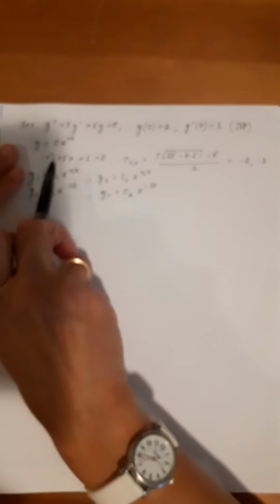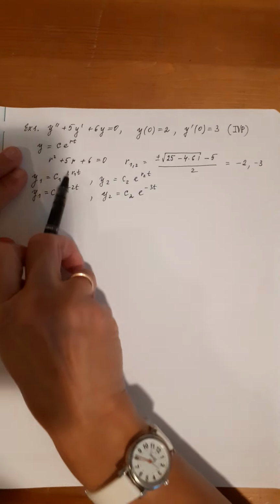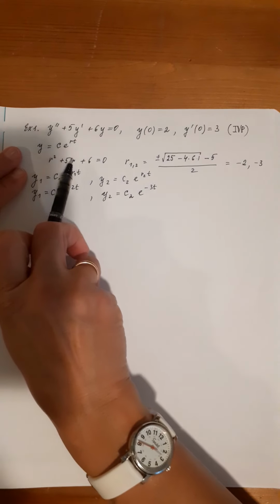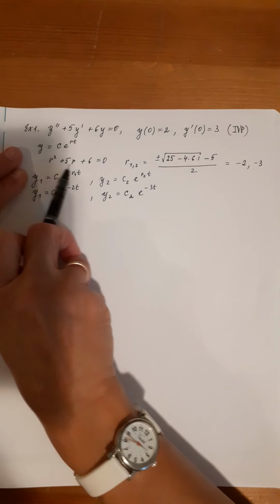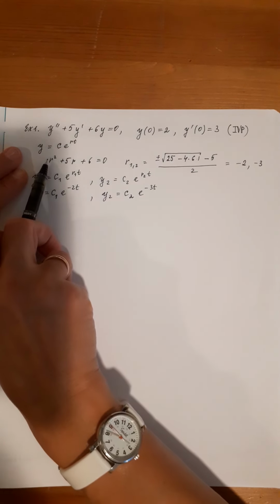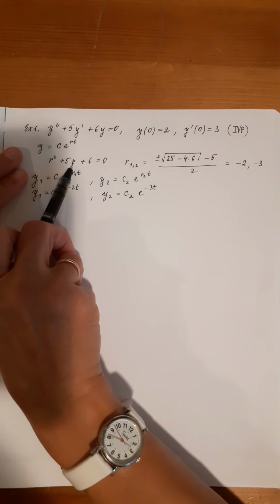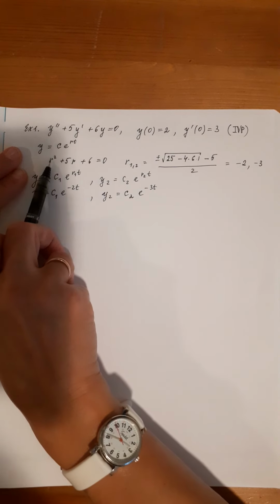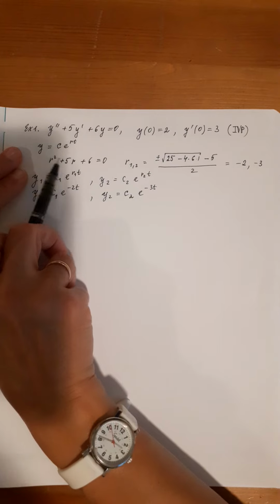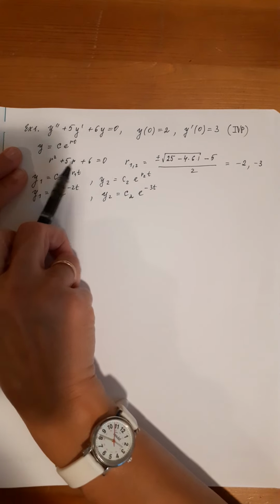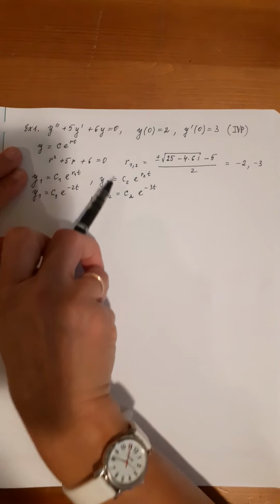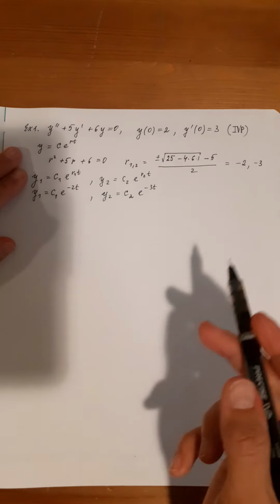If you just take this one, remember, you plug it in, because it's a root of the characteristic equation, it is going to turn into 0. Minus 2 squared is 4. Minus 2 multiplied by 5 is minus 10. So 4 minus 10 is negative 6, plus 6 is 0. So both are going to solve this differential equation. Which one should we choose?